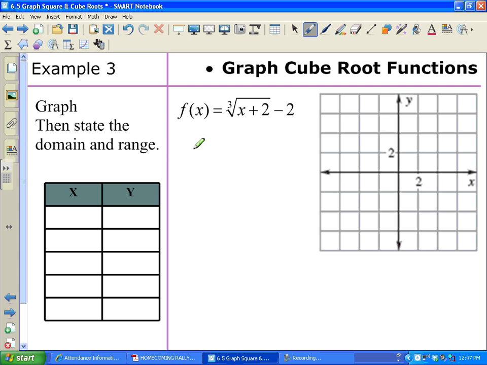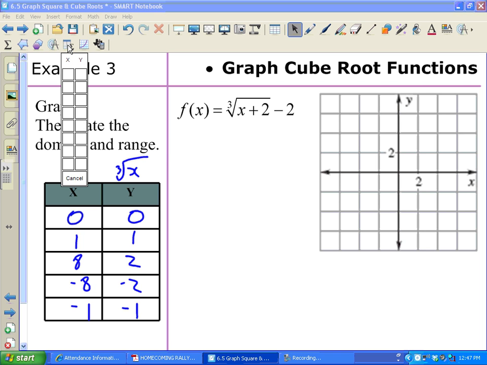All right. Easiest form of the function is cube root of x. Pick perfect cubes. 0, 1, 8, -8, -1. Your outputs, 0, 1, 2, that one's -2, that one's -1. Should make sense to you that I pick perfect cubes. I pick easy things so I don't have to use my calculator to do something difficult. Remember, no calcs on this test.